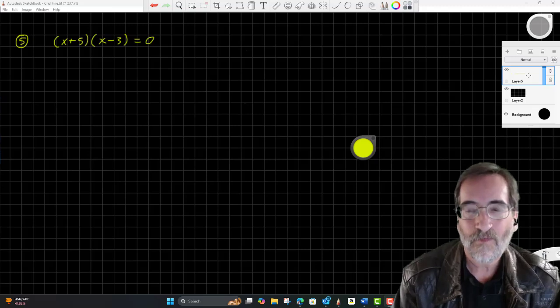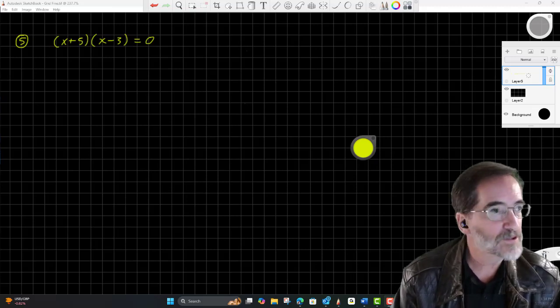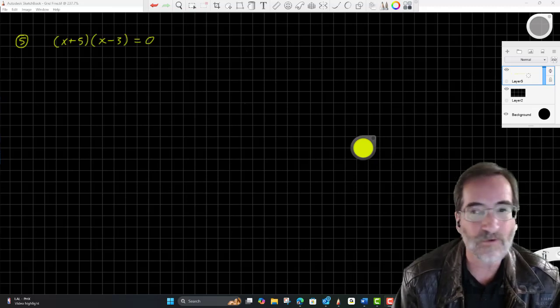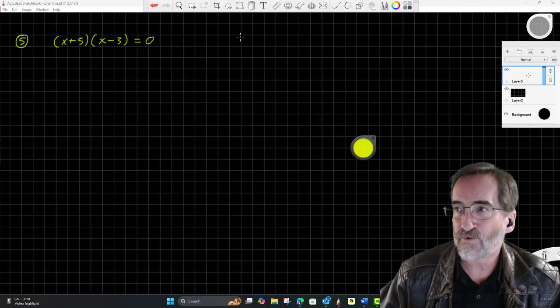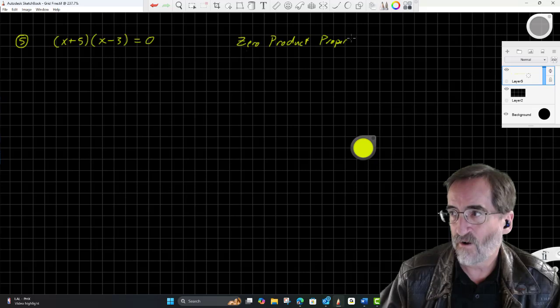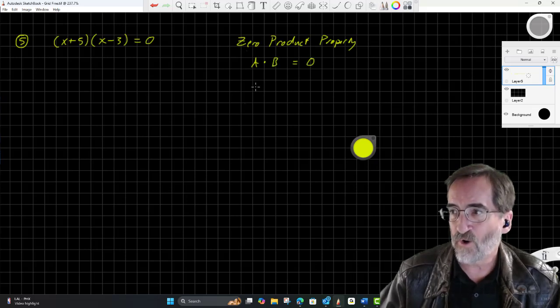Okay, number 5. Number 5 says, evaluate or find the values of x that make the following equation equal to 0. We're going to use something called the zero product property. Zero product means multiply, property. What it says is if we have two numbers multiplied together that equal 0, one or both of the following must be true. Either a equals 0 or b equals 0. That's the only way for this to happen.